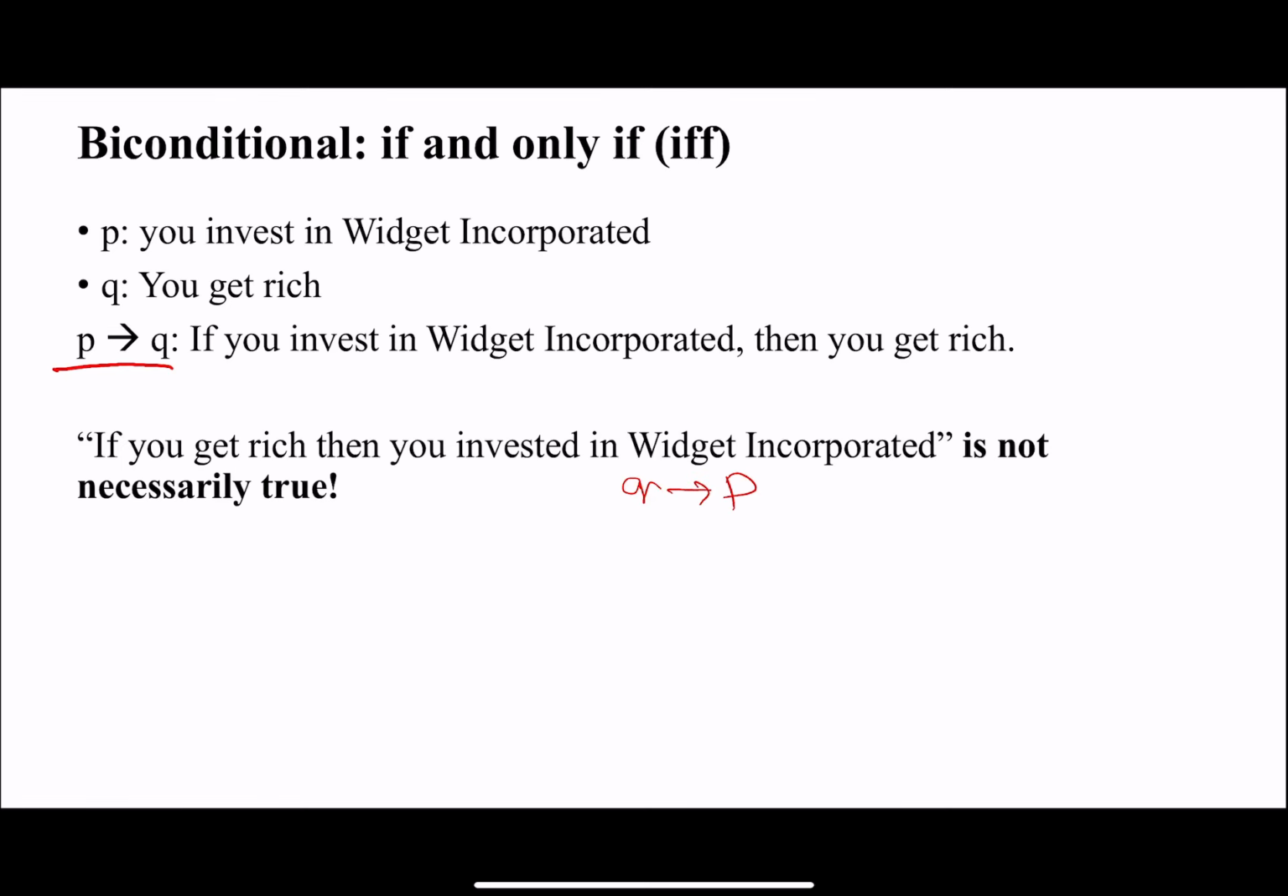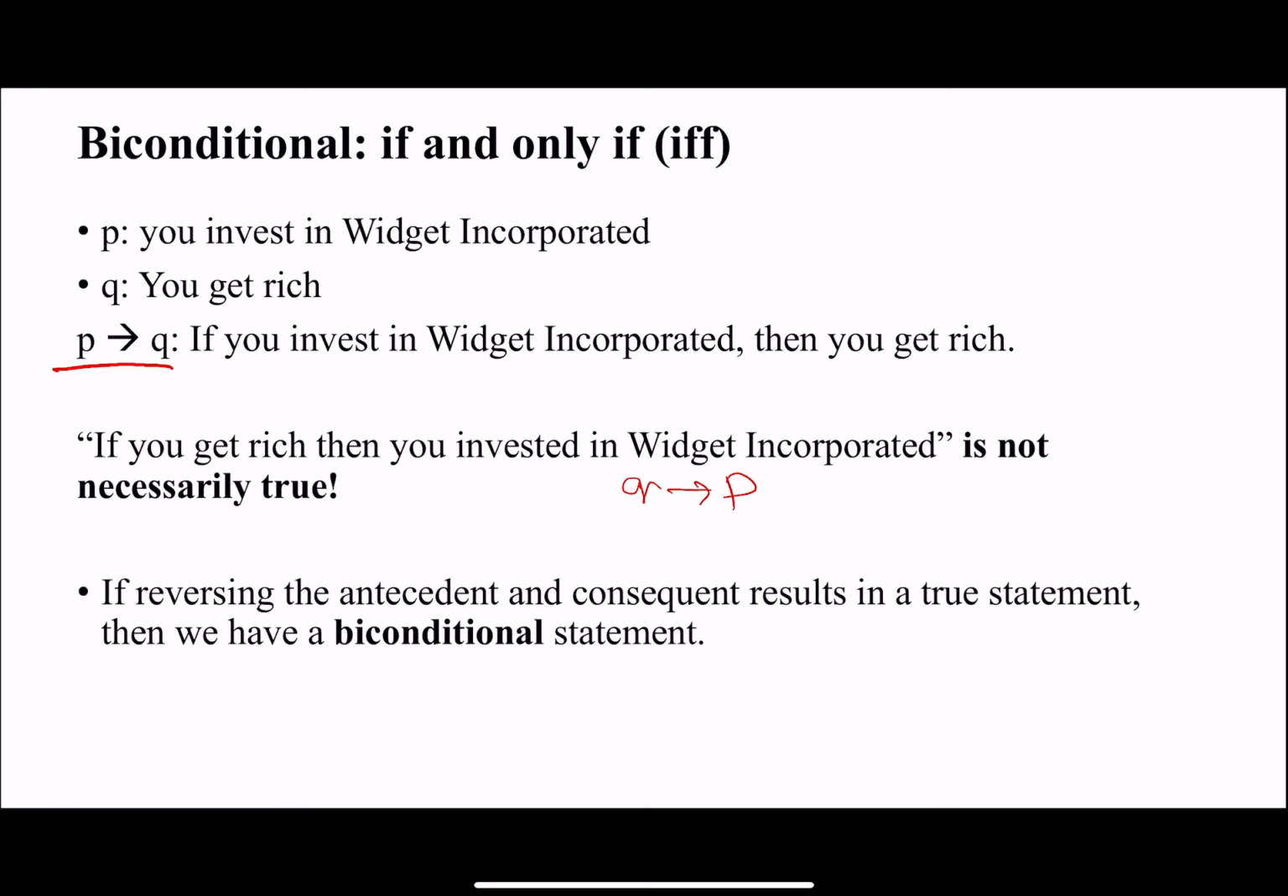Well, if P then Q is true, it doesn't mean that if Q then P is necessarily true, okay? However, if you have a situation where if P then Q is true and if Q then P is also true, we can have a biconditional statement. In that case, instead of writing if P then Q and if Q then P, we can use a biconditional. So we say P if and only if Q.